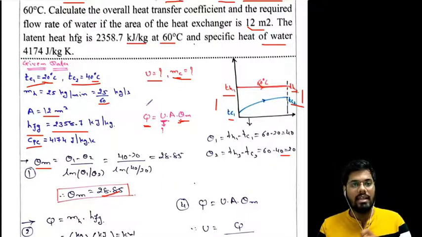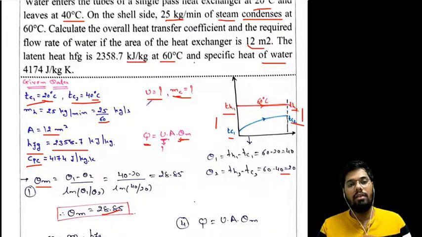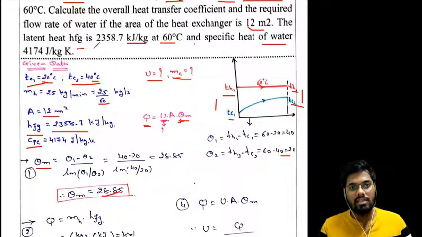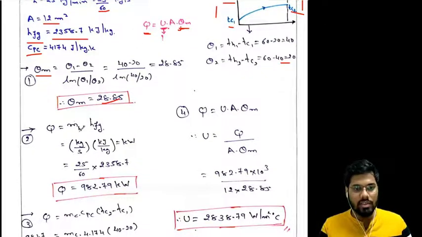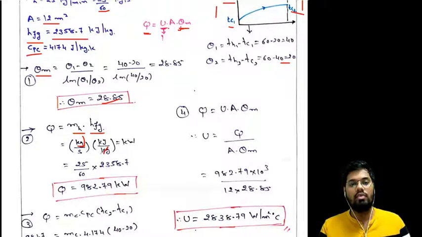So in that case, one more hint is already given in the question: the latent heat of the steam is 2358.7 kilojoule per kg. Now by using this value, we can calculate our heat transfer rate Q. How? Q is equal to mh, the mass flow rate of hot fluid, times hfg, because what is the unit of mass flow rate? It's kg per second, and hfg latent heat is kilojoule per kg. So kg and this kg will cancel out, so what will remain? Kilojoule per second. It's kilowatt, which is the unit of our heat transfer rate.